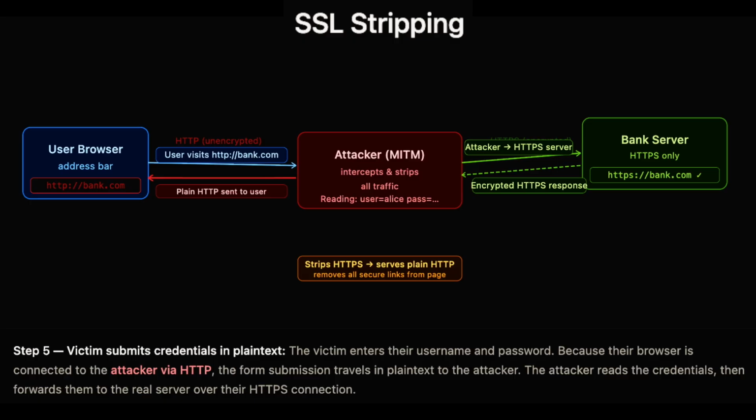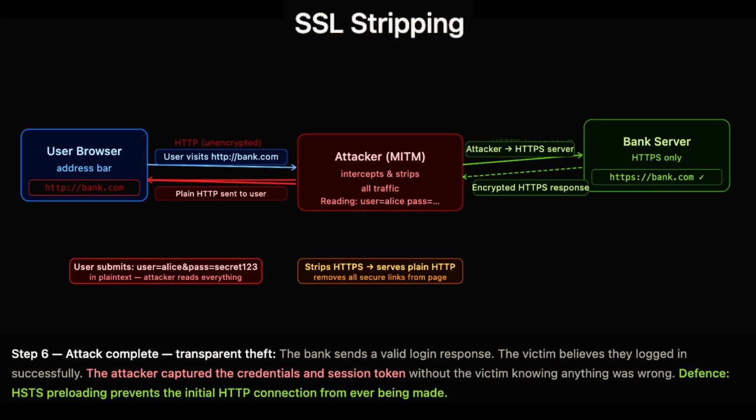The victim enters their username and password. Because their browser is connected to the attacker via HTTP, the form submission travels in plaintext to the attacker. The attacker reads the credentials, then forwards them to the real server over their HTTPS connection. The bank sends a valid login response. The victim believes they logged in successfully. However, the attacker captured the credentials and session token without the victim knowing anything was wrong.